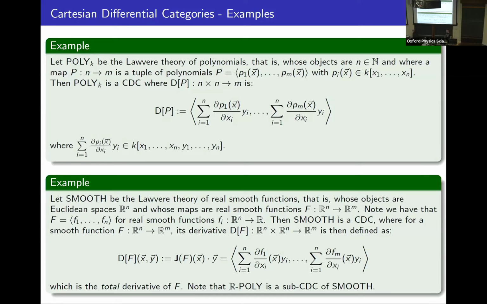So this time you take the Lawvere theory of real smooth functions, and the differential combinator is given by what's called the total derivative of a smooth function. The total derivative of a smooth function capital F is defined as the Jacobian of F, which remember is this giant matrix with all the partial derivatives of each component of big F, evaluated at x times y, seen as a matrix vector in the appropriate sense. In both of these formulas, you'll realize that they're very similar because R poly, so real polynomials, is a sub-Cartesian differential category of this example.